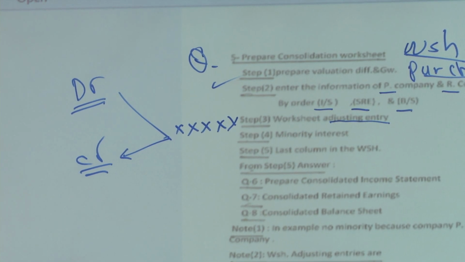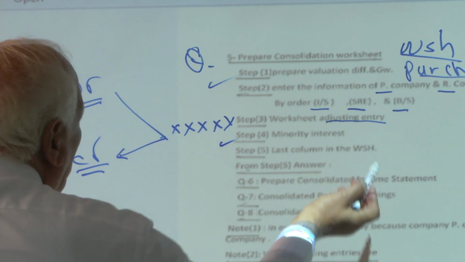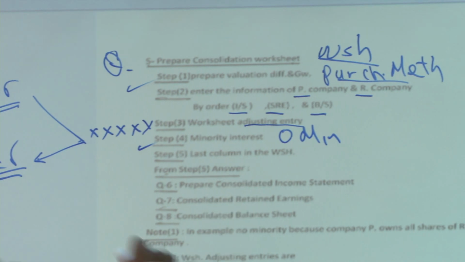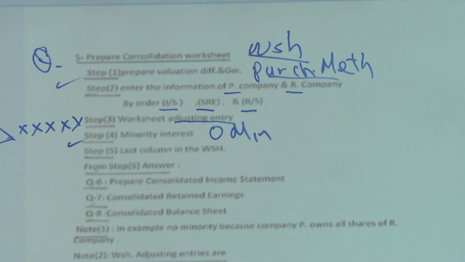Step number 4, minority. Do I have minority in this example? No minority. 0 minority. In example 4, that's 0. Why? Because company B owns 100% of company R.